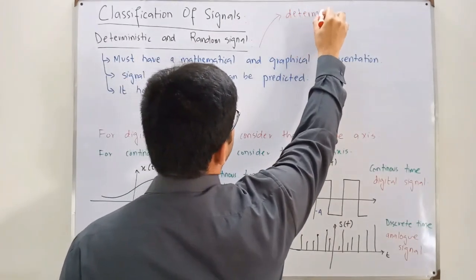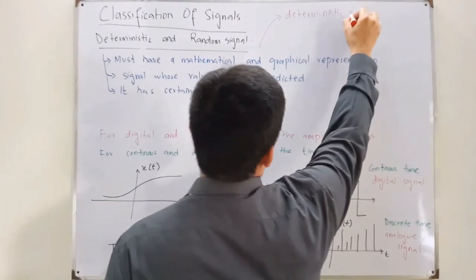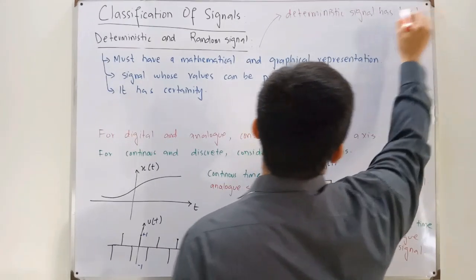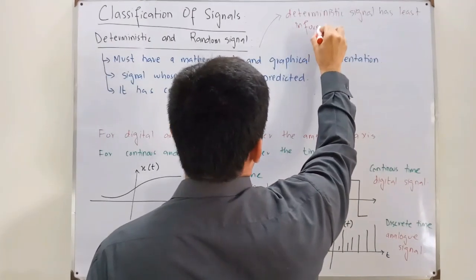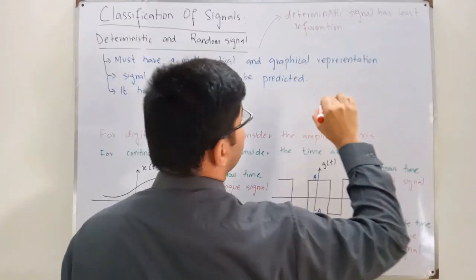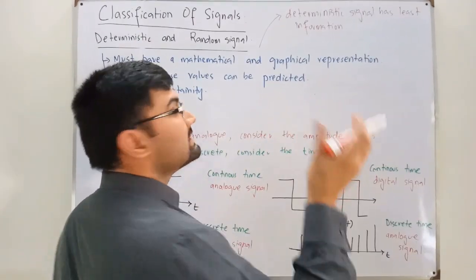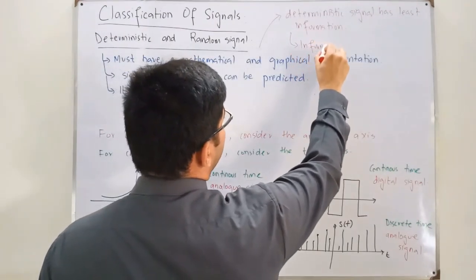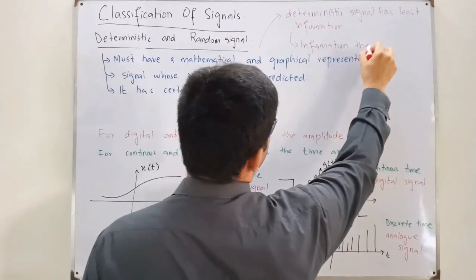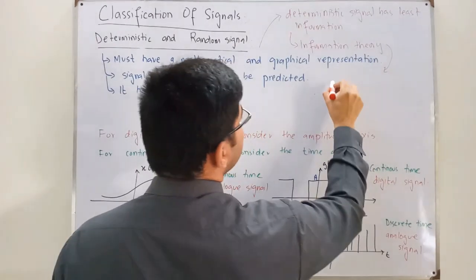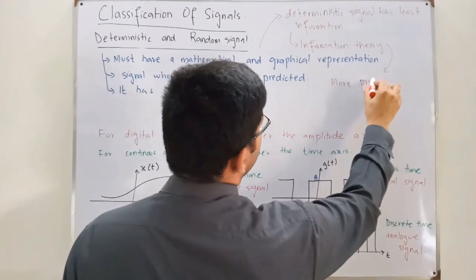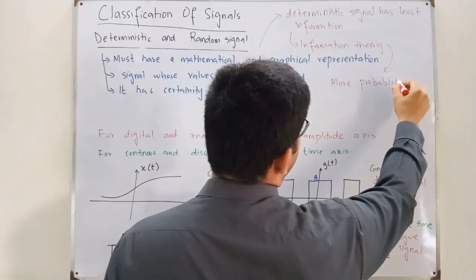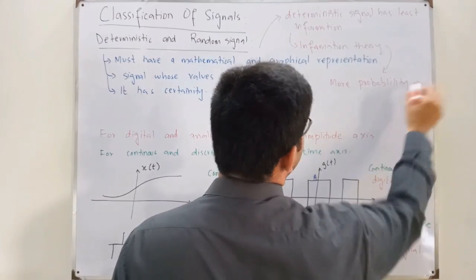Deterministic signal has least information. This is due to the information theory that the more probable a phenomenon, the less is the information in it. And what does this information theory say? It says that the more probable a phenomenon, more probability implies what? Less information.